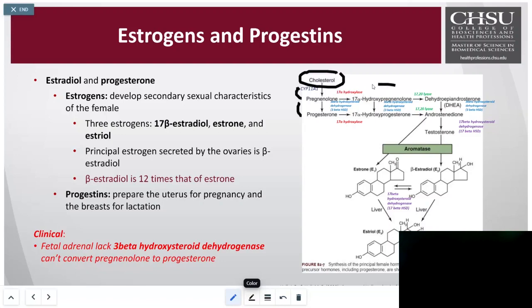Then we have the 17 alpha version of those hormones. So all you got to remember is you have the 17 alpha hydroxylase. This is a limiting enzyme, and then it makes the 17 hydroxy pregnenolone and progesterone. And the far right leg, this is what I want you to focus on. The far right leg, you have DHEA, dehydroepiandrosterone, and then you have androstenedione.